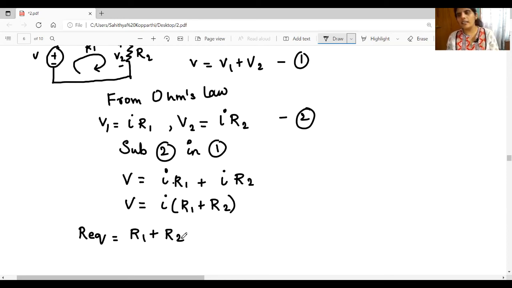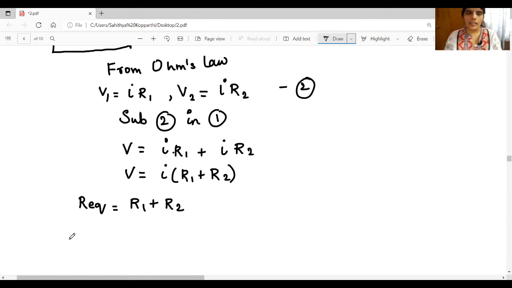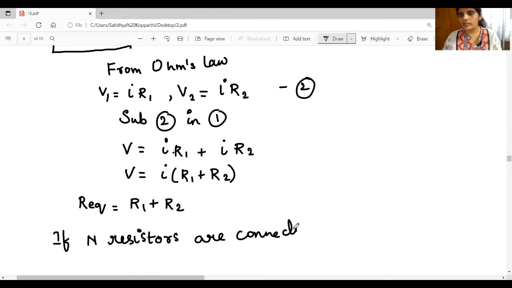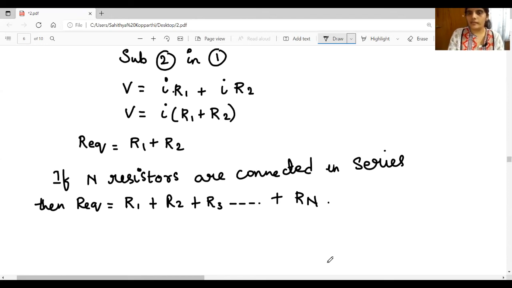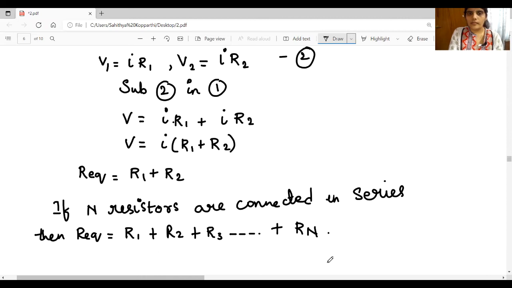If n resistors are connected in series, then R equivalent is equal to R1 plus R2 plus R3 up to plus Rn.